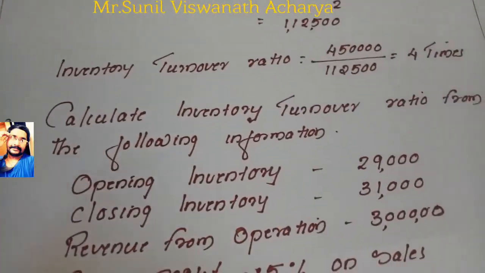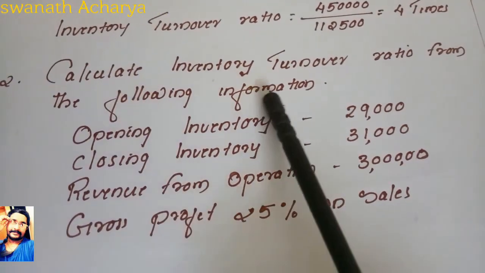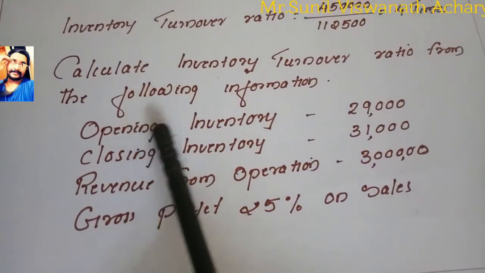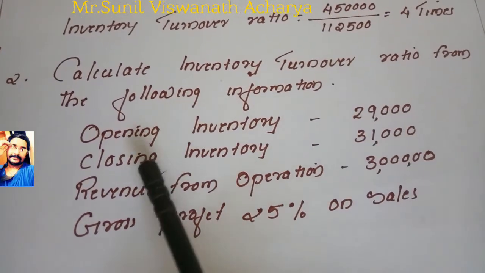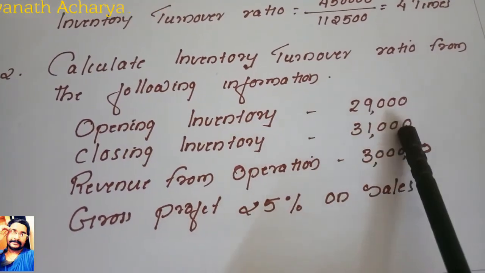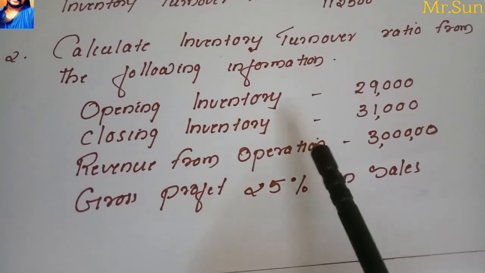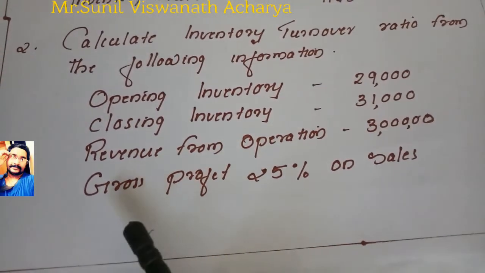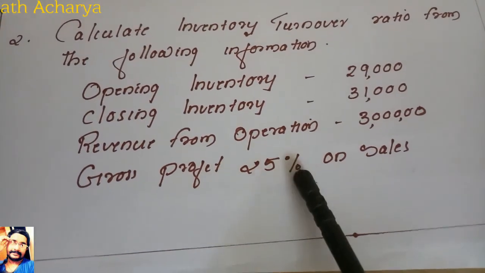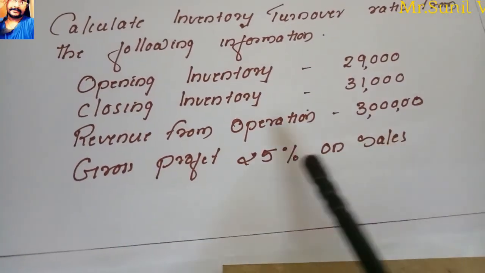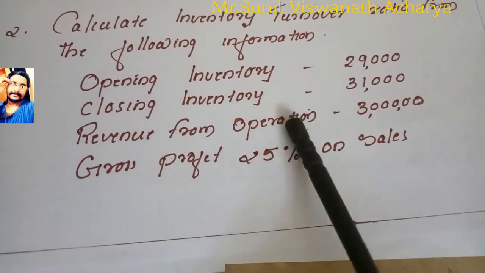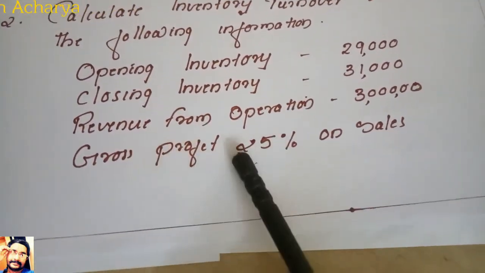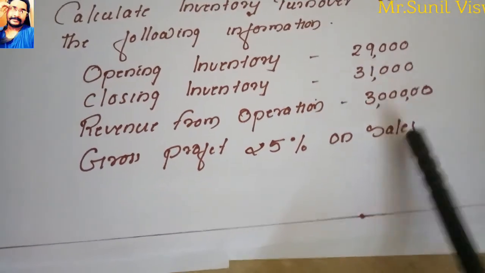Now we can take another example. Calculate the inventory turnover ratio from the following information. Here opening inventory is 29,000, closing inventory is 31,000, revenue from operations, which means sales, is 3 lakhs, and gross profit is 25% on sales. The new name for sales is revenue, so we are using revenue from operations.